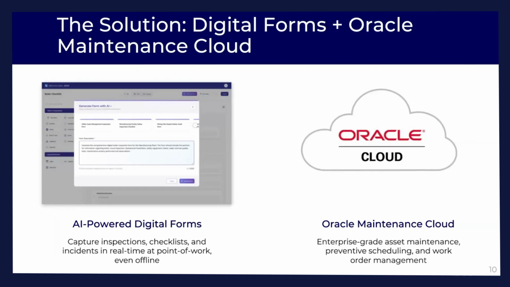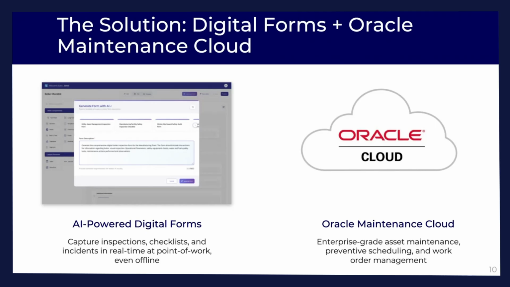So the solution is not just forms or an ERP independently. It's how digital forms and Oracle Maintenance Cloud complement each other and provide a connected operational solution. Oracle Maintenance Cloud provides enterprise-grade asset maintenance, preventive scheduling, and work order management, whereas Forms extends that capability into the field by enabling real-time capture of inspections, checklists, and incidents at the point of work, even offline.